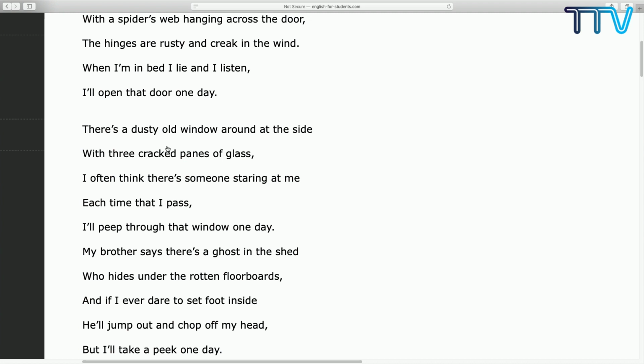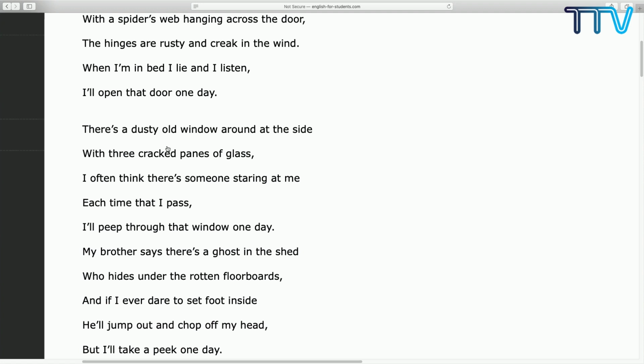Now in the second stanza also, you will see a vivid description of the shed. Look at the window. Not just a dirty window, but he was trying to give us some imagery. There is a dusty old window. So you see the window was filled with dust. So that is imagery.